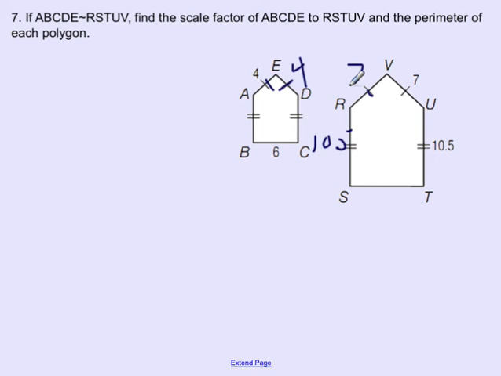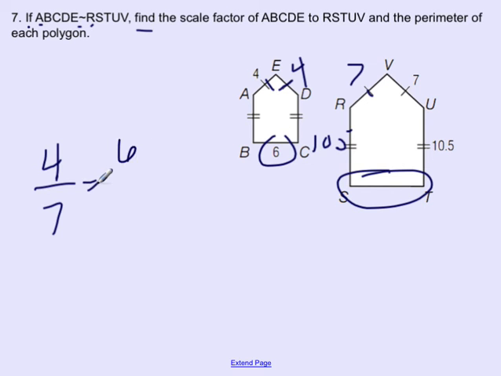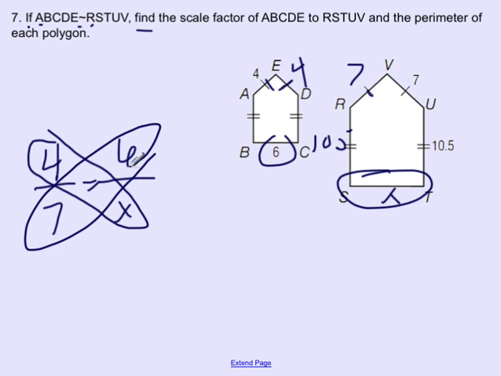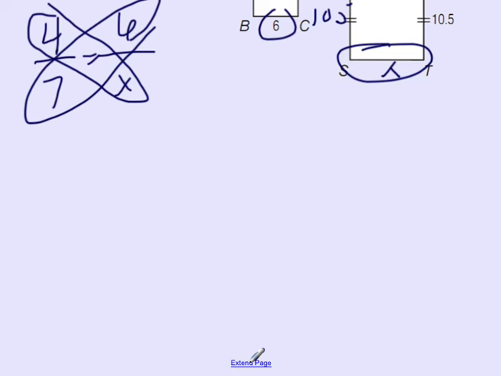On each of these, unfortunately, we're still missing a side. But I do know that AE corresponds to RV, so I know that my scale factor is 4 over 7. I want to use that idea to help me get this guy down here. Since I know 6, I can use 6 up top, and I'm just going to call this x. I want to find ST, because once I find ST, I can find the entire perimeter. So then I have 4 times x, and here I have 6 times 7. So 4 times x is 4x, and 6 times 7 is 42.